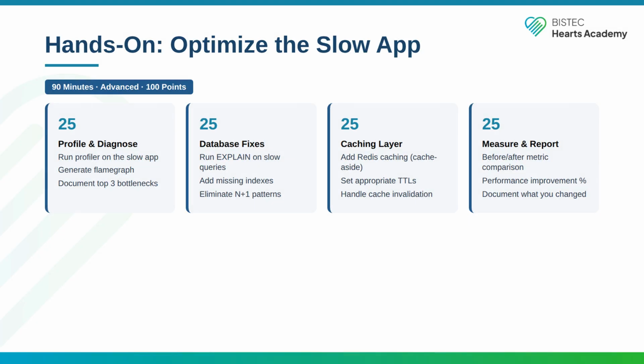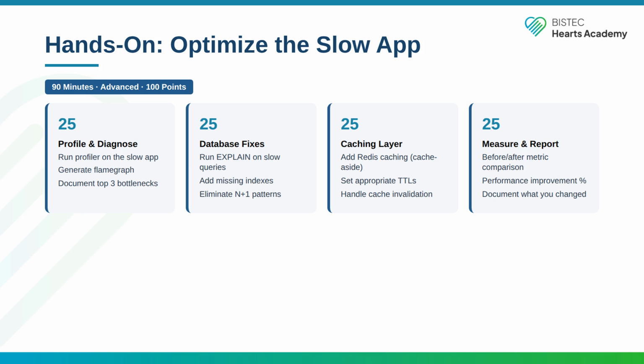This is the hands-on challenge. You'll work with a deliberately slow application, and your job is to make it fast. The challenge is divided into 4 areas, each worth 25 points for a total of 100. Profile and diagnose is the first area. Run a profiler on the application. Generate a flame graph. Identify and document the top 3 bottlenecks with specific findings: which function, which query, which metric.